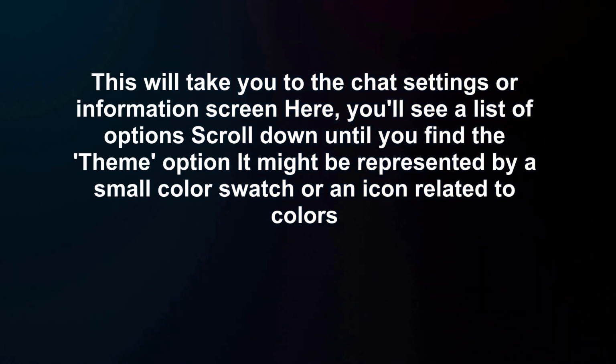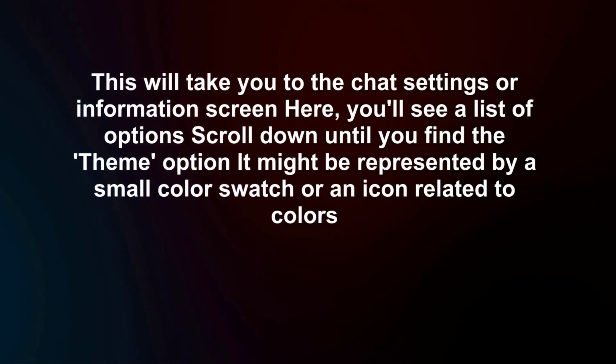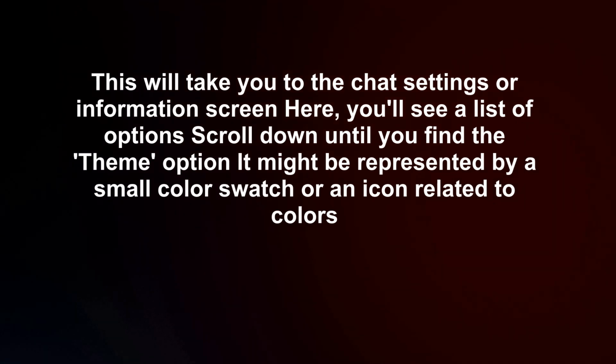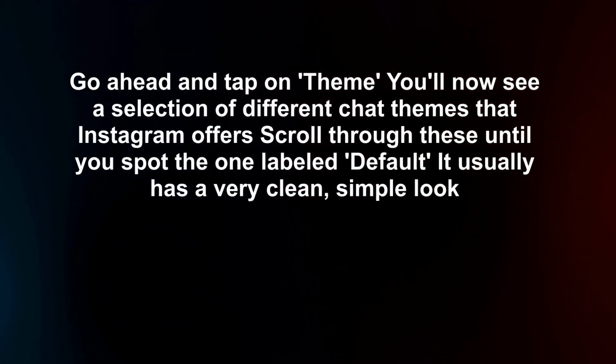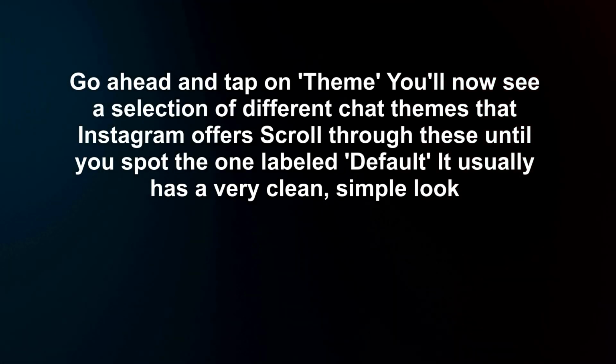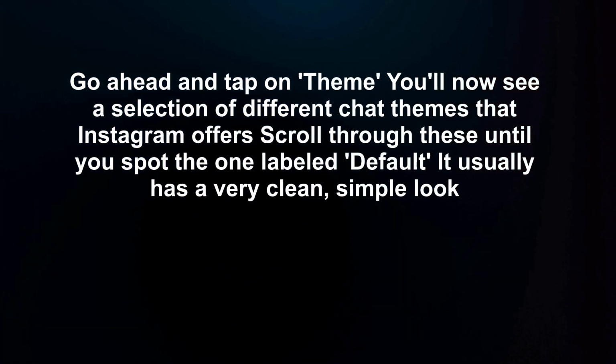Scroll down until you find the theme option. It might be represented by a small color swatch or an icon related to colors. Go ahead and tap on theme. You'll now see a selection of different chat themes that Instagram offers.